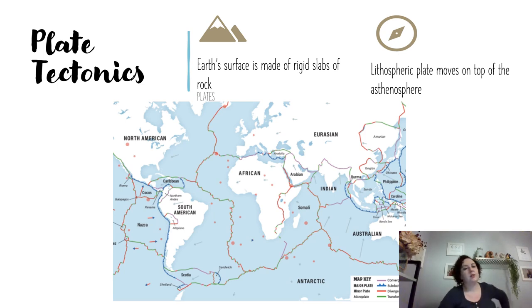So plate tectonics. Earth's surface is made up of a bunch of rigid slabs of rock. We call these our plates. Our lithospheric plates move on top of the asthenosphere. And if you look at this map, it essentially shows you where our major plates are. You get a couple minor ones thrown in there as well. So everywhere where you see this boundary, that is actually a plate.